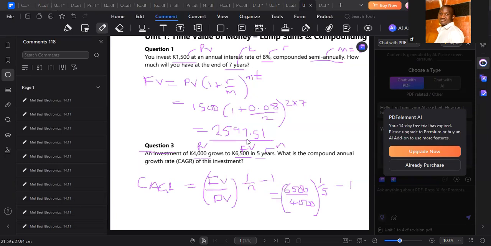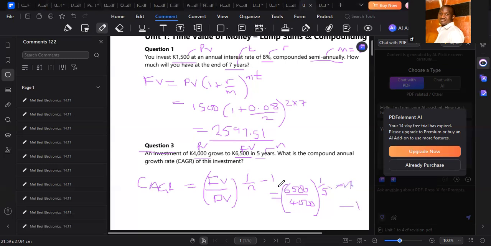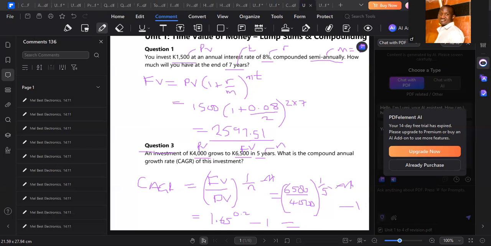All right, so when you compute that properly, you're going to get 1.65 to the power 0.2, minus 1. This minus 1 comes here. So 1.65, and 1 over 5 is equal to 0.2, minus 1. When computed, it will give you 10.2%.